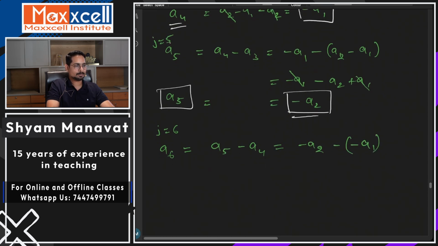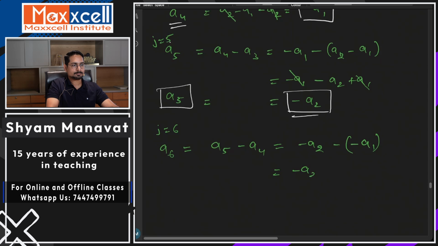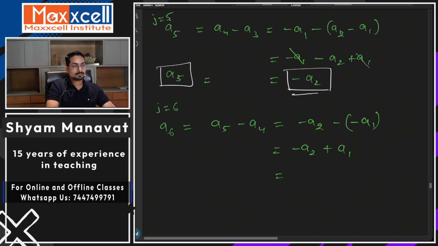Now look at this. That's minus A2 plus A1. Minus A2 plus A1. That is equal to what? That's equal to nothing. That's equal to same. You can't simplify it further. So this is your A6.